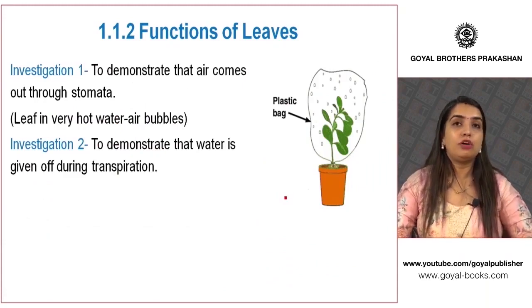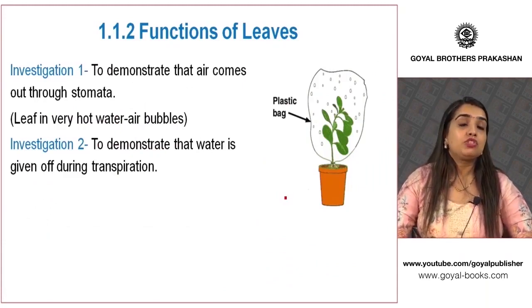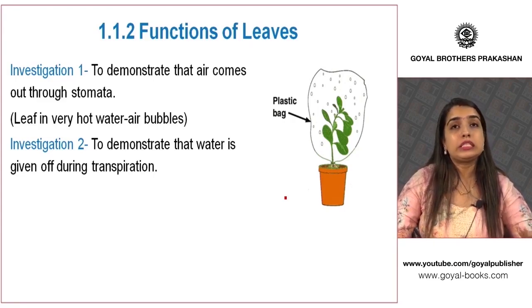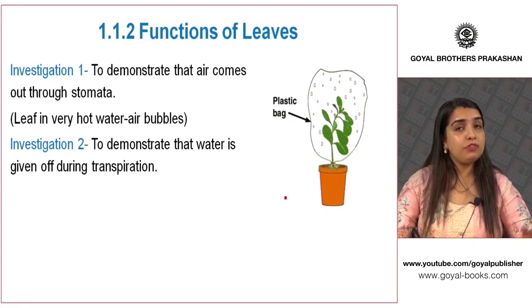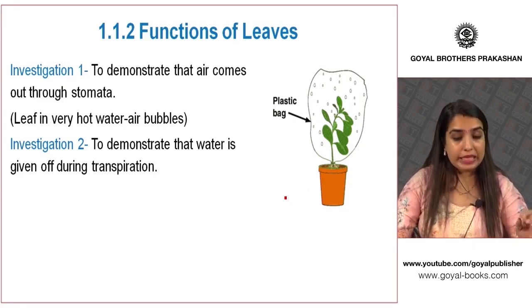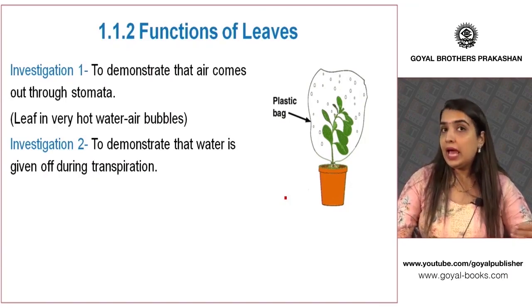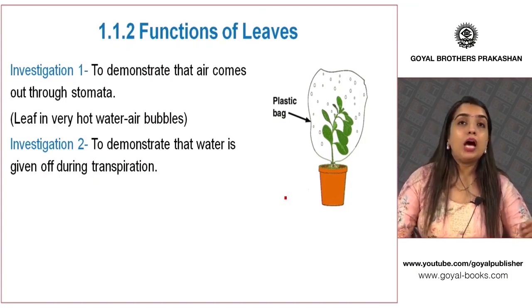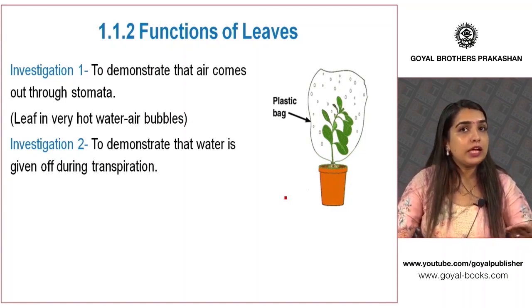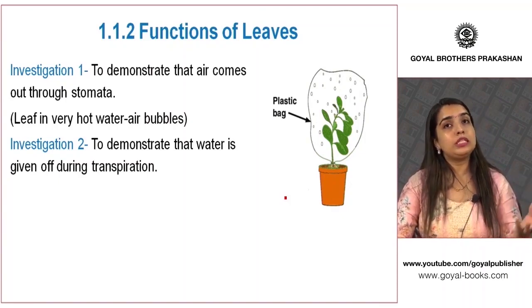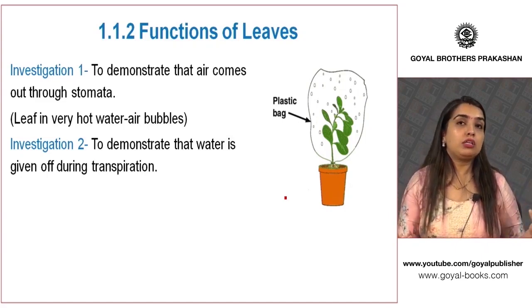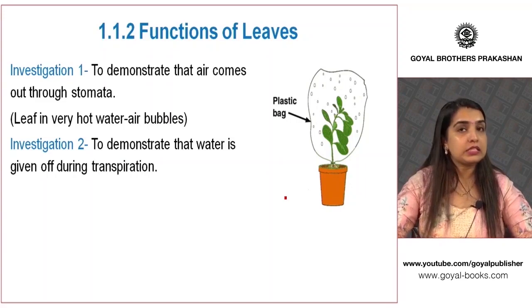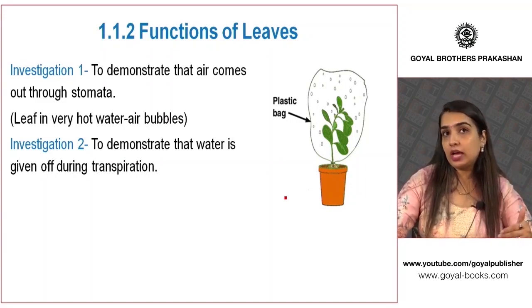After the functions of leaf, we can also try to demonstrate or conduct certain experiments on our own to check what we've discussed. So if we come to investigation 1, it is to demonstrate that air comes out through stomata. As I told you that stomata are tiny pores which are on the underside of the leaf, and they open up during the day, they close during the night. They help in release or taking in of gases. So how will you check that for yourself?